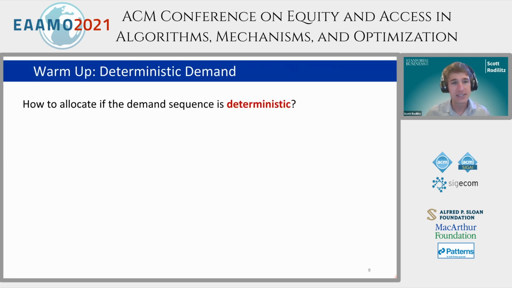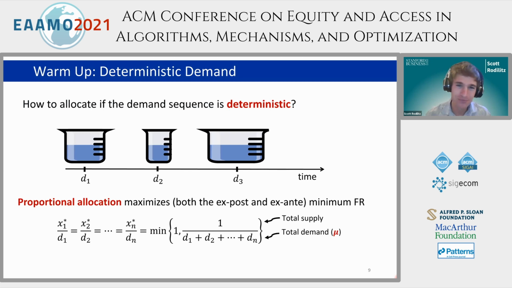So suppose for a moment that we knew the entire demand sequence in advance. Suppose there was no stochasticity in demand. What would you do? I'll let you think about it for just a few seconds. All right, if you thought about something like proportional allocation, you did a great job. What we want to do is equalize the fill rate for each agent, and then raise that equal level as high as we can. This is for both the ex post and the ex ante minimum fill rate. If we do that, we get a minimum fill rate of either 1 or 1 over the total demand, whichever is smaller. That's what's achievable if demand was deterministic.